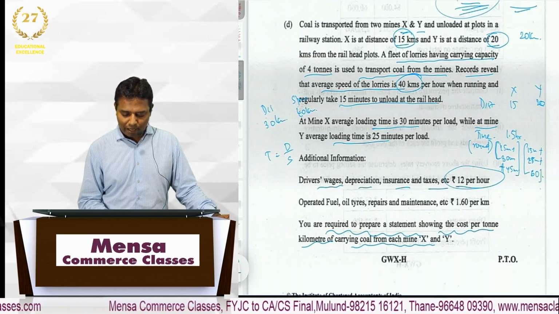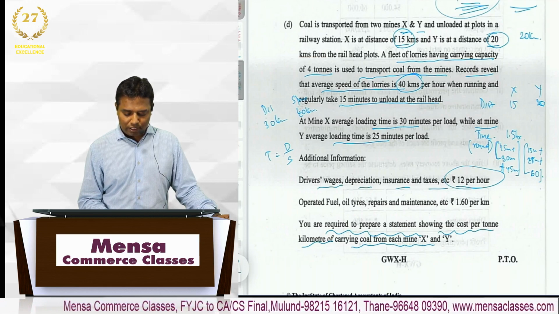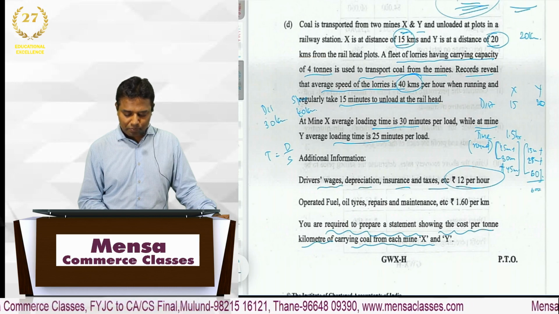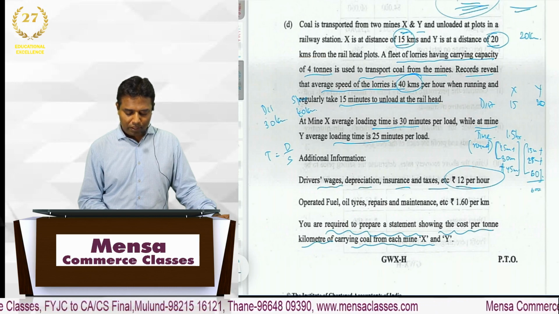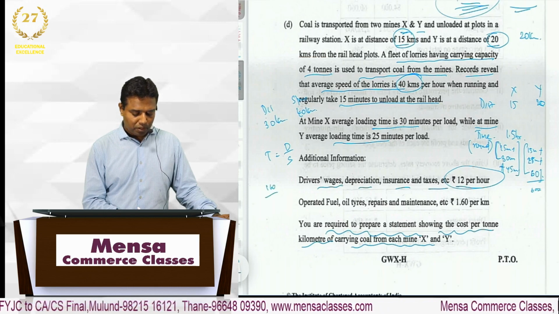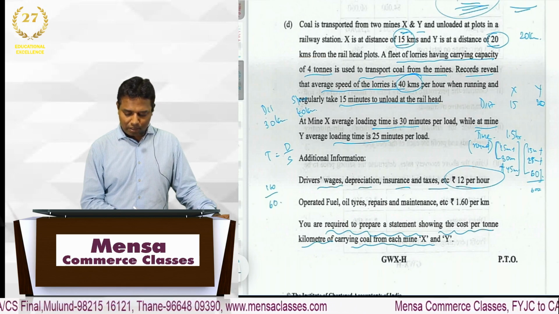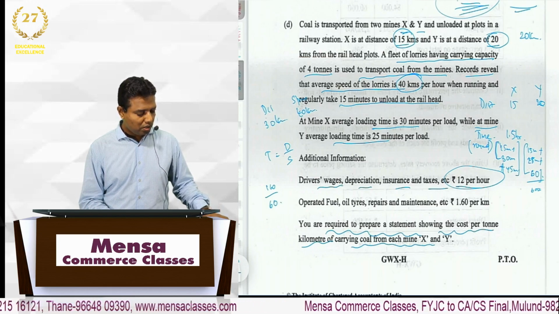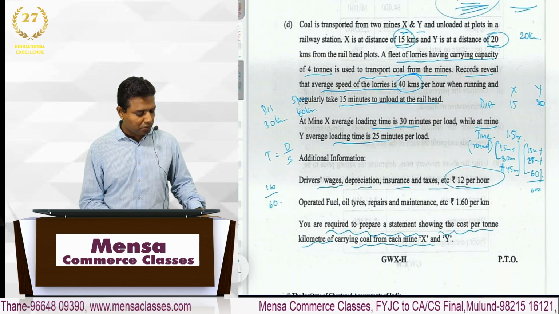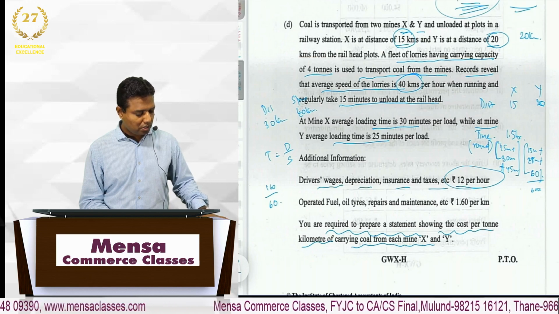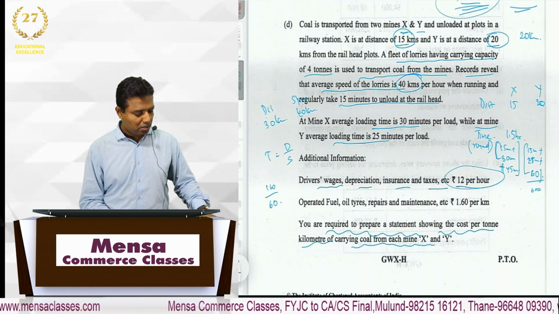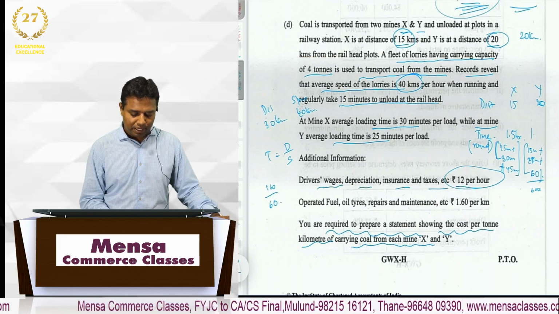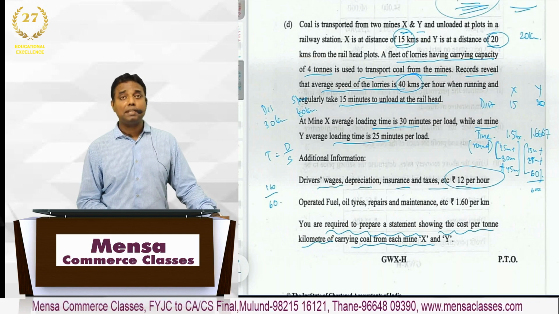So if you add up, this will come to 40 and this is 100. So 100 divided by 60, that will come to roughly, exact if we find out, that is 1.667, right? So 1.667 hours.